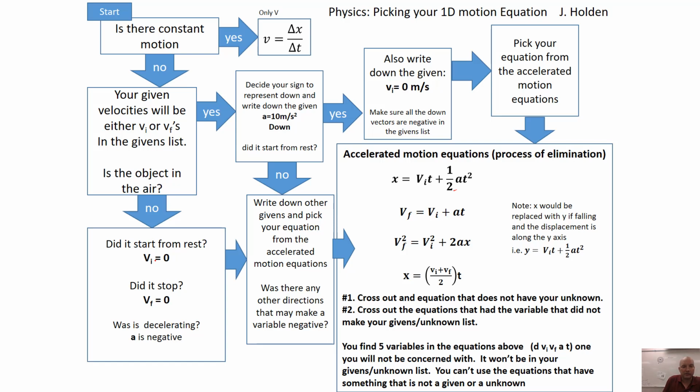Did it start from rest? Because then you're going to know extra givens: VI equals 0 meters per second. Did it stop at the end? Maybe it might tell you it was decelerating by 5 meters per second squared. That would mean that the value for A is negative. So you work through that.